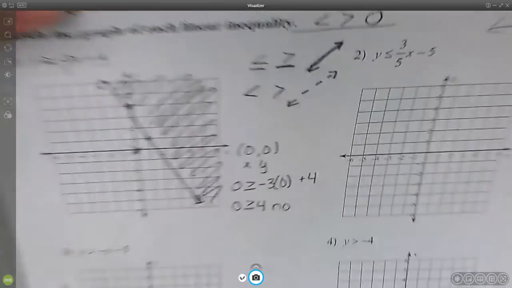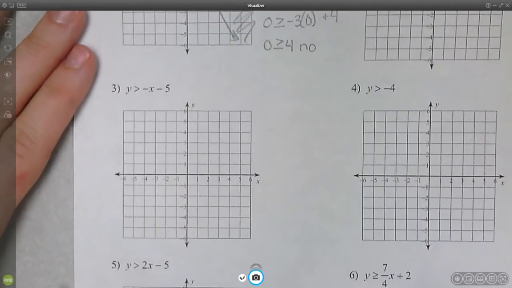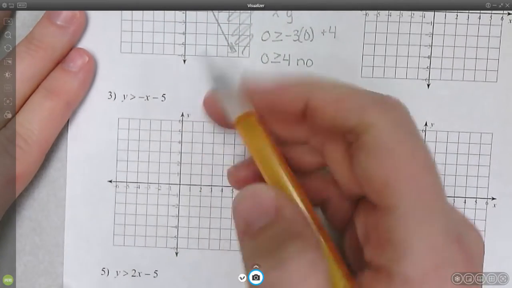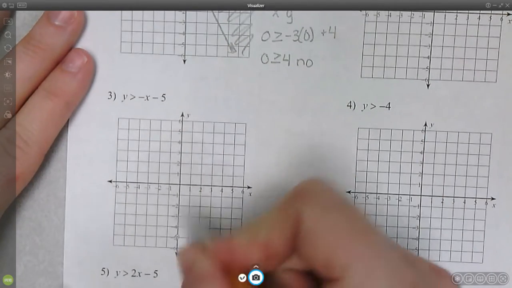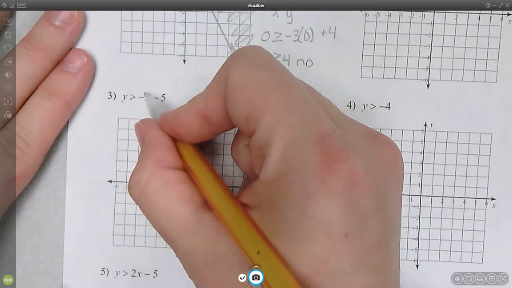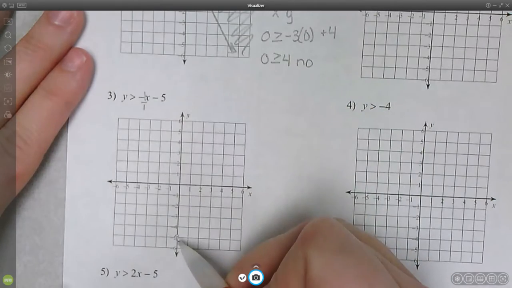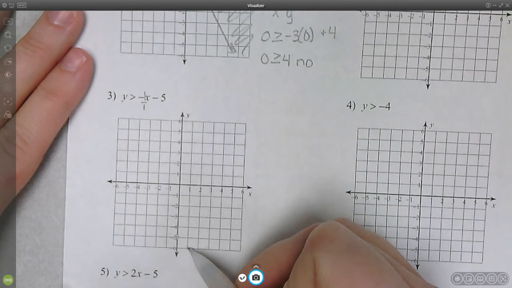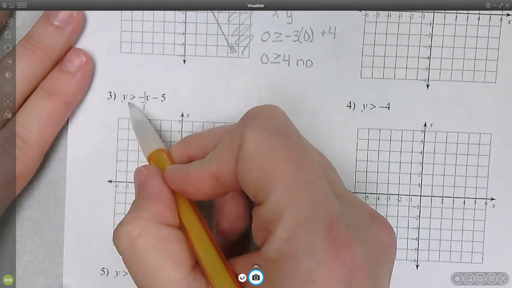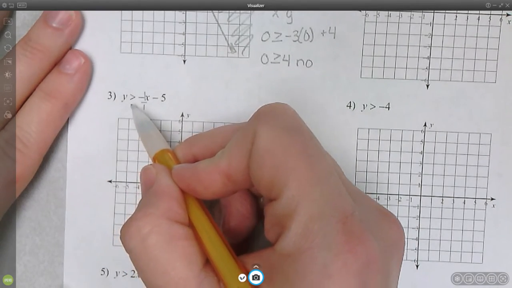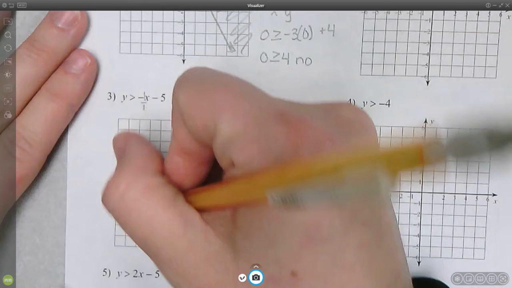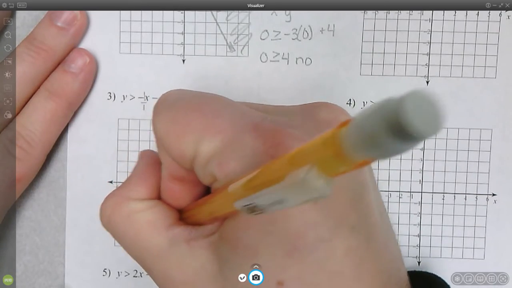Okay, let's try another one. We'll come down here. So y-intercept is -5. We know our slope is -1/1. So I'm going to go down 1, right 1. Okay, this time there's no equal sign. So that means I'm going to have a dashed line. So my dashed line is going to look like this.